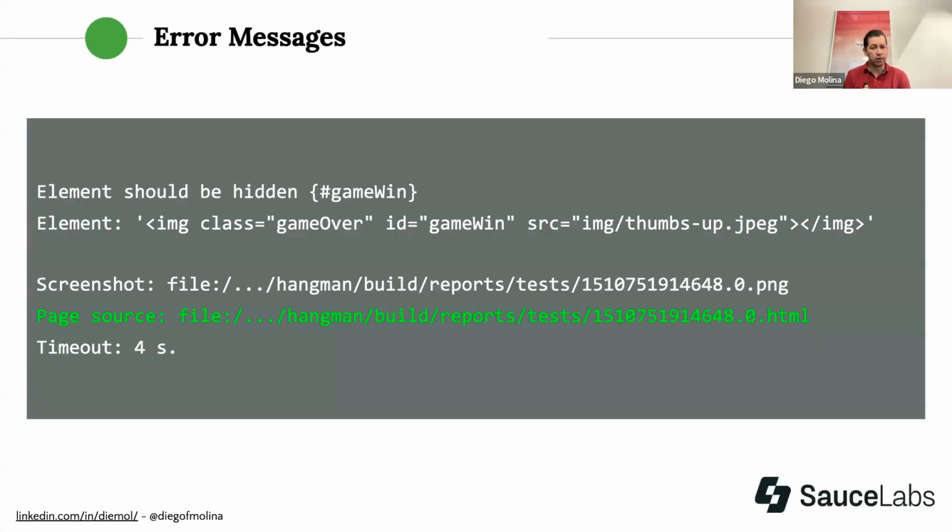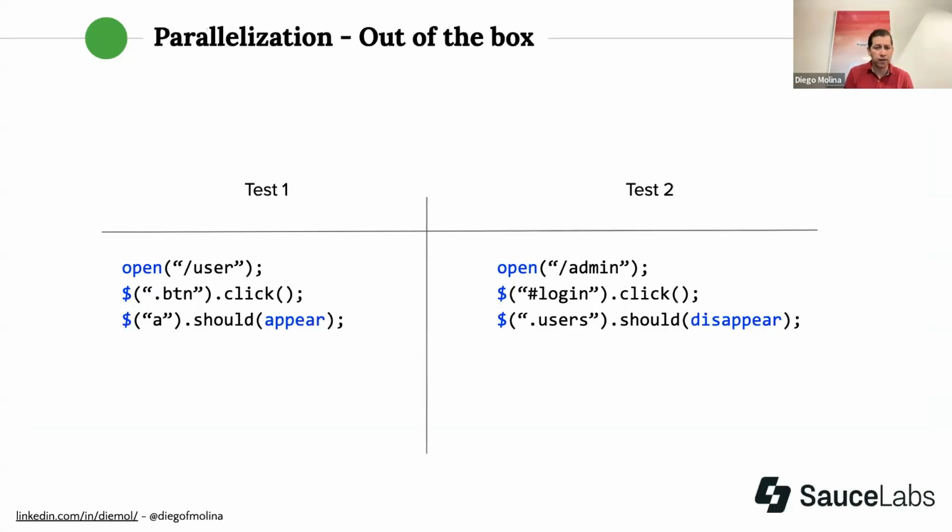The error messages are also clear. They give you the complete element that you were trying to assert on, and they also take a screenshot for you, which is very useful when you want to debug. And this is just working out of the box. You don't need to do any extra configuration. It works in parallel, so all the tests you have there work in parallel out of the box.